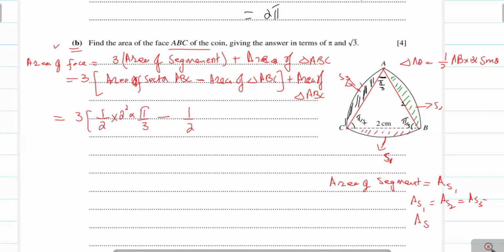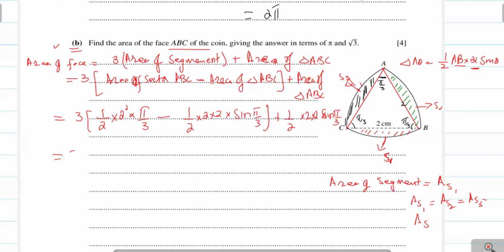You see here AB and BC are the radius, so we write the value: AB and BC is 2. We write 2 into sine of angle pi over 3. Now plus the area of triangle ABC, 1 over 2 into 2, because AB and BC is 2, into sine of angle pi over 3.